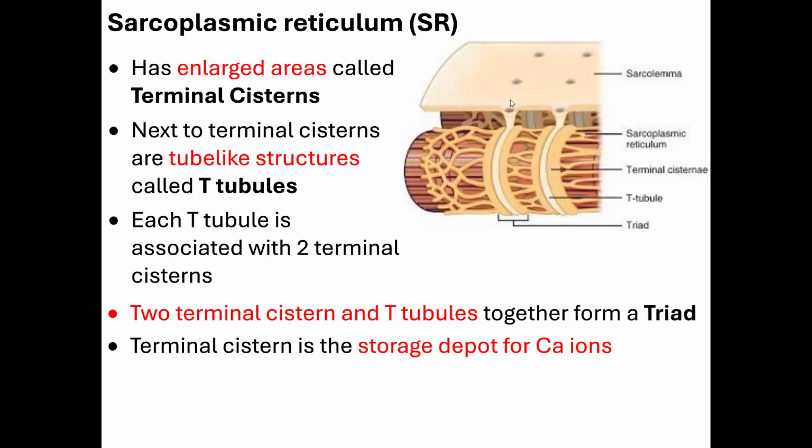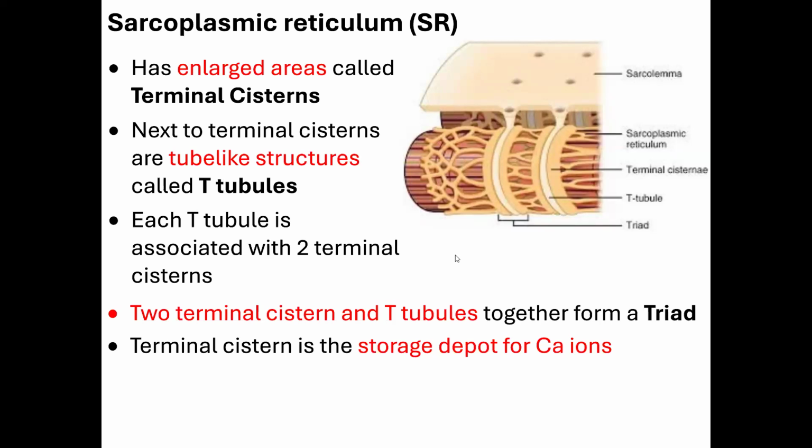Actually, that is an extension of the sarcolemma. So you can see it's like a tube, and on either side you can see the terminal cisterns, which are the enlarged areas of the sarcoplasmic reticulum, and the three together, that is two terminal cisterns and a T-tubule together, is called a triad.